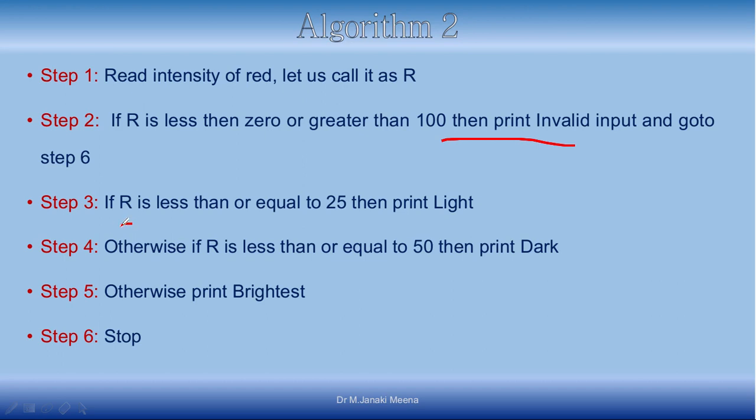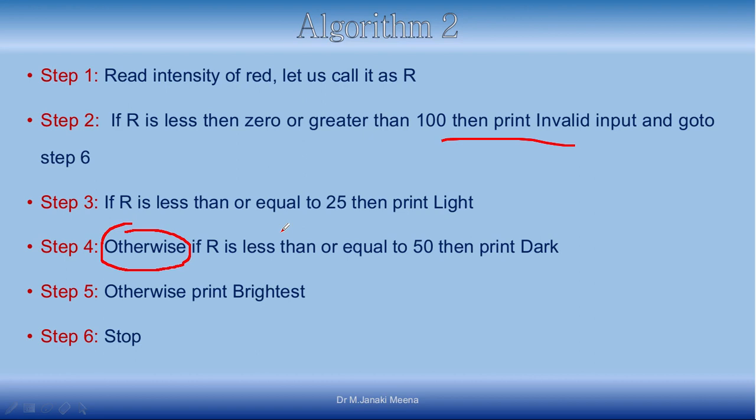This is the major change between the previous algorithm and this one. Otherwise, I am going to put this. So when I say otherwise, it means that R is greater than 25. Since R is greater than 25, I can check only whether it is less than or equal to 50. I need not once again check the condition that R is greater than 25. I can use this otherwise option. So how otherwise is written in Python is as else. Then you are going to print dark.